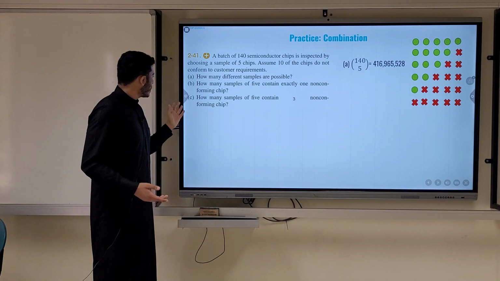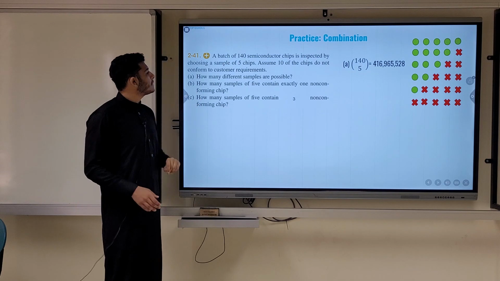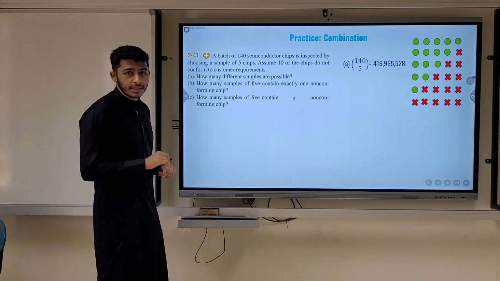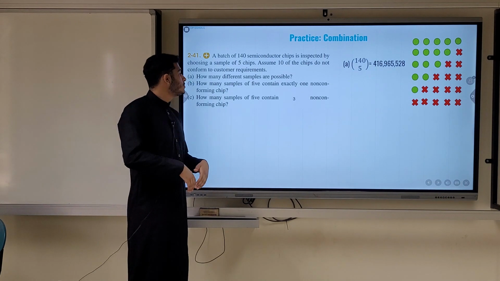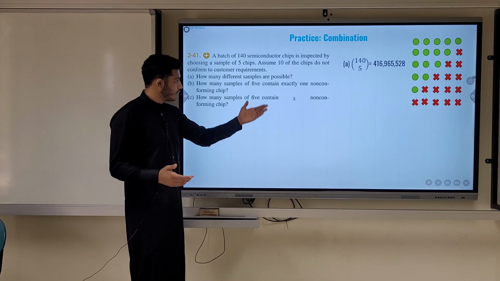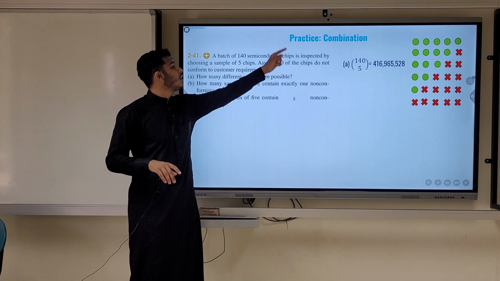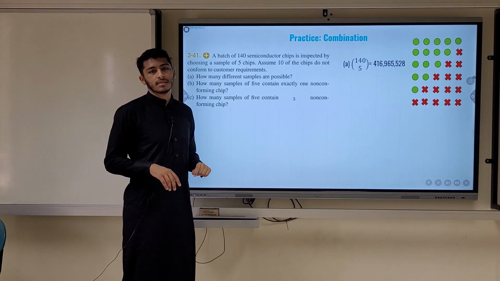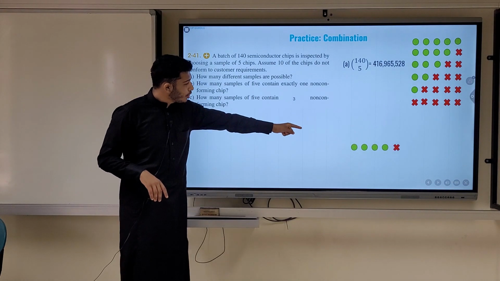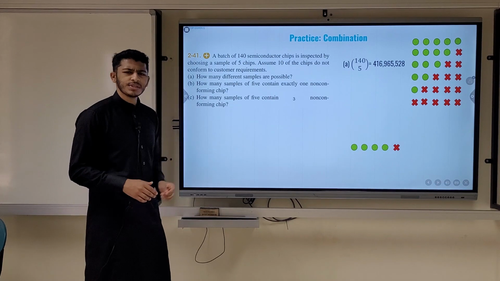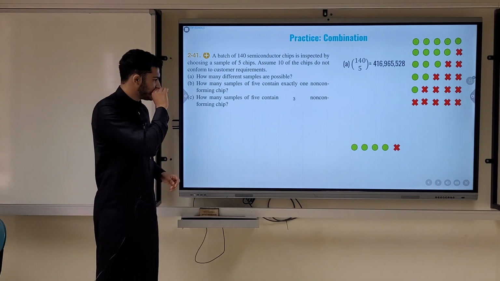The second question says, how many samples of 5 contain exactly one non-conforming? Now they are being chosen. They want you to have a sample of 5, as we have already had a sample of 5, but this time they don't want all of these cases. They just want the second case where you have 4 conforming and 1 non-conforming. So how do we solve a question like this? Bear with me.